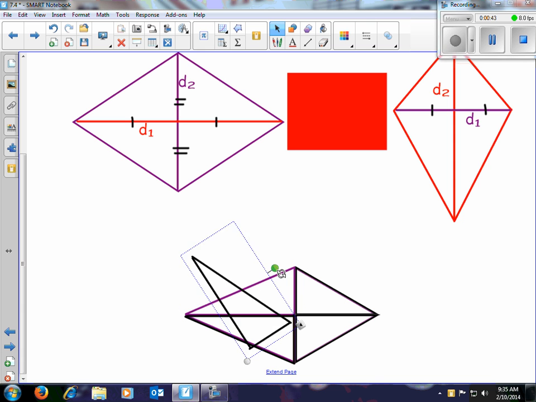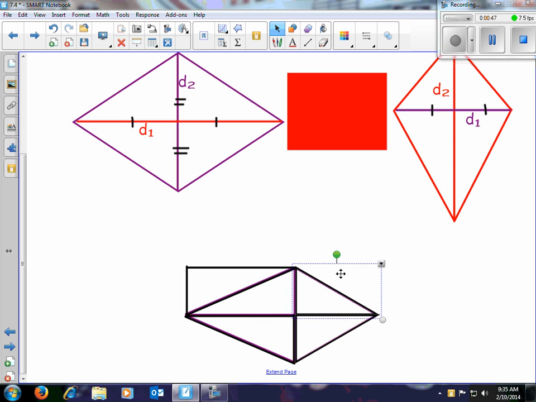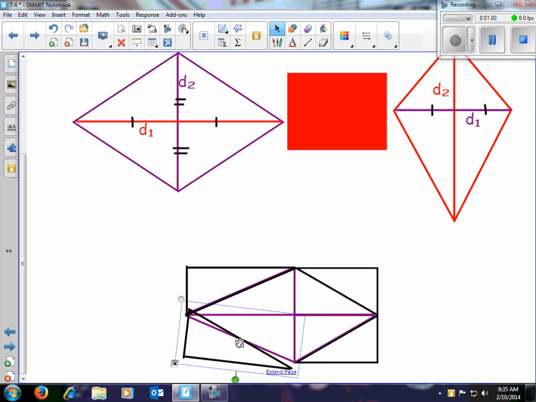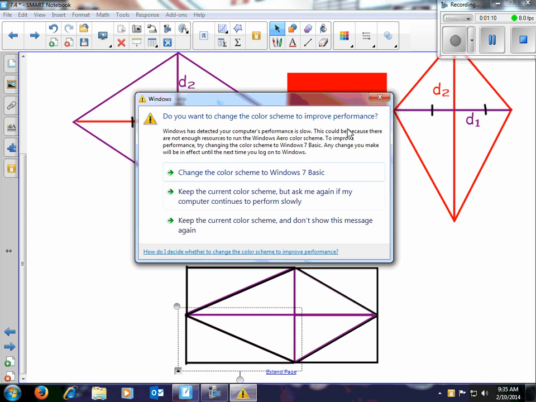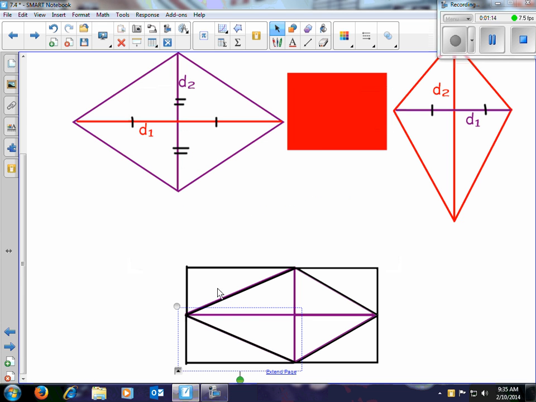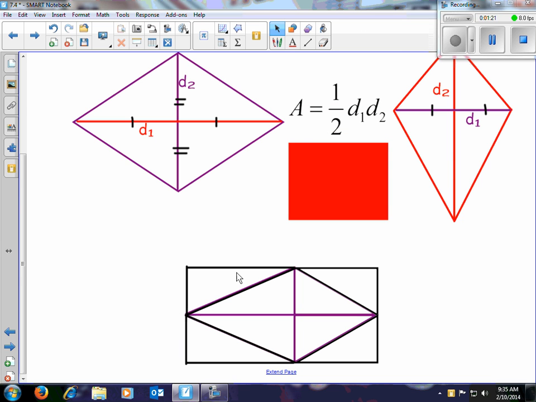Now, I want you to look at this down here. If I take each one of these triangles from a kite and I spin them like this, now all these triangles are congruent. We now have a rectangle. And notice that the diagonals are the length and the width of my rectangle. So when we have our formula for area of kite and rhombus, it is going to be 1/2 of our D1 times our D2. And this includes our whole diagonal. So we have 1/2 of this diagonal times this diagonal.